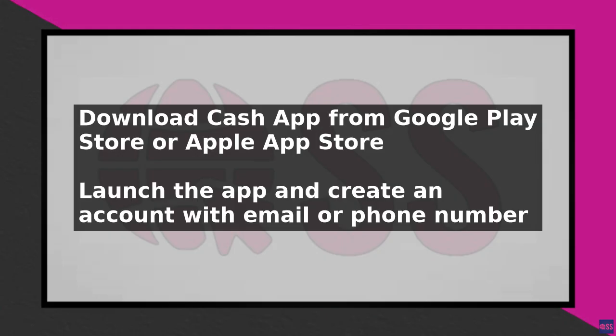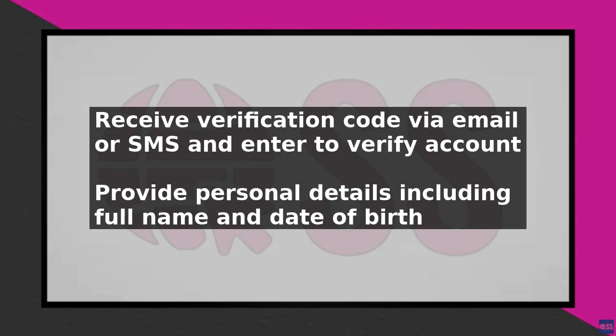You will receive a verification code via email or SMS. Depending on the option you chose, enter the code to verify your account. After verification, you will be required to provide some personal details, including your full name and date of birth. You will also need to create a username, also known as a $hashtag, which will be your unique identifier on the platform.